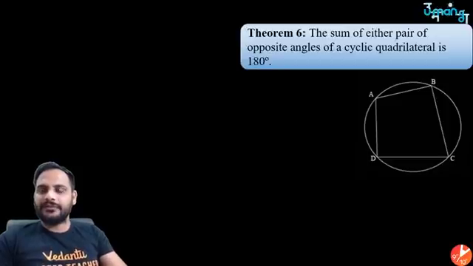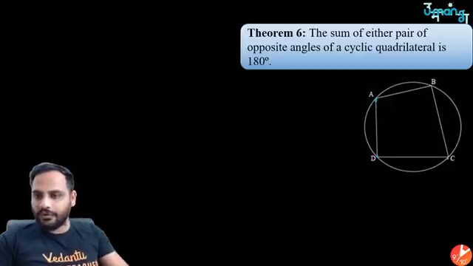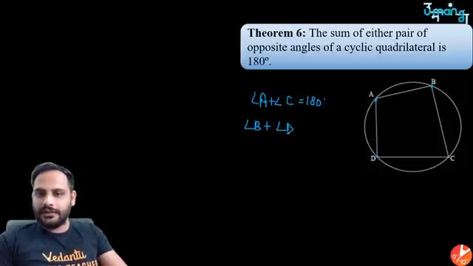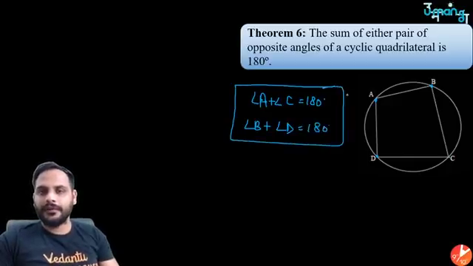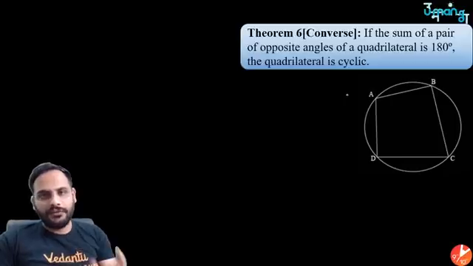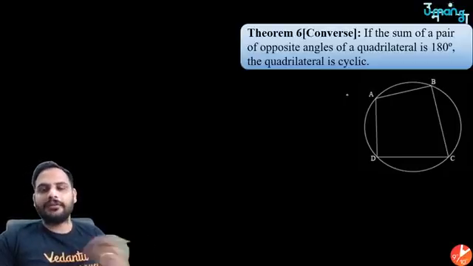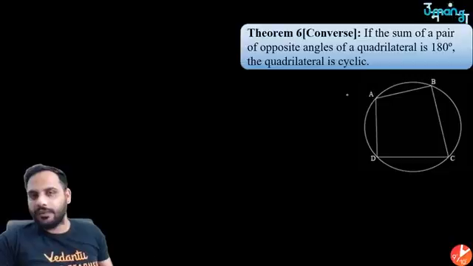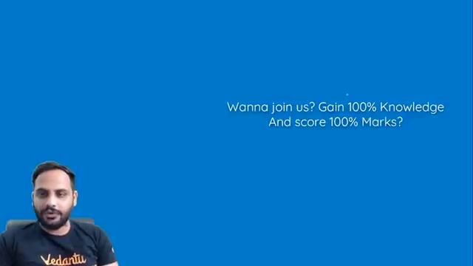Okay, then the sum of either pair of opposite angles of a cyclic quadrilateral is 180 degrees. That means if all 4 points of a quadrilateral lie on the circle, then it is called a cyclic quadrilateral, and the opposite pairs are supplementary. That means angle A plus angle C is equal to 180 degrees, and angle B plus angle D is equal to 180 degrees. Okay, this is your proof. Converse is, if in a quadrilateral the sum of opposite angles is 180 degrees, then the quadrilateral will be cyclic. Vice versa, both ways it will work.